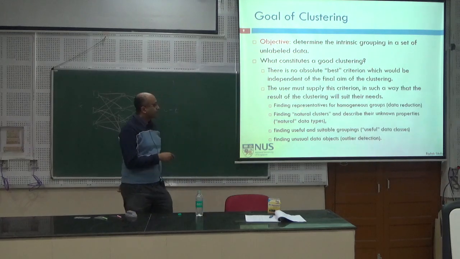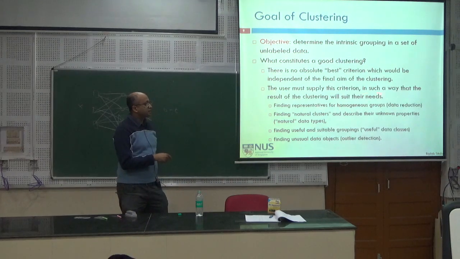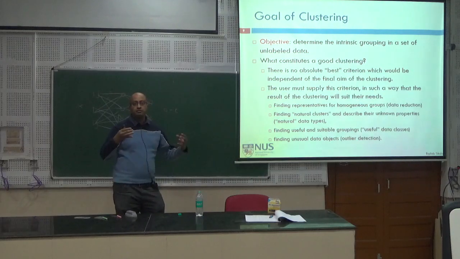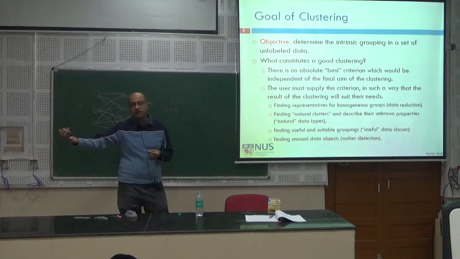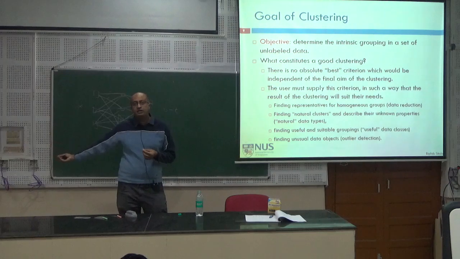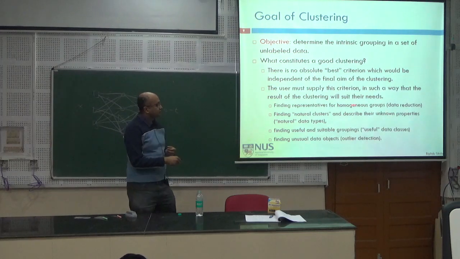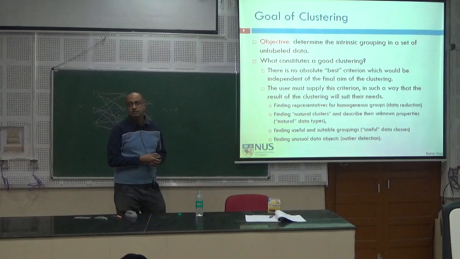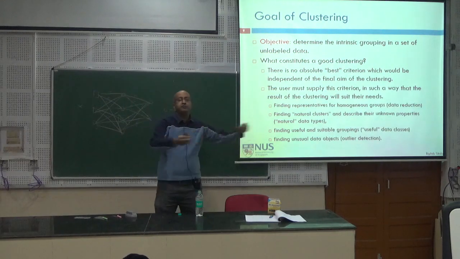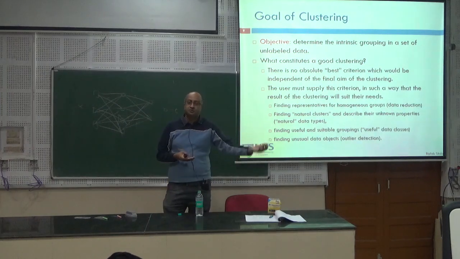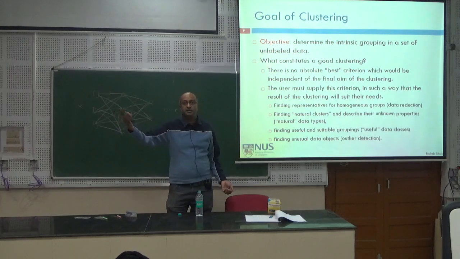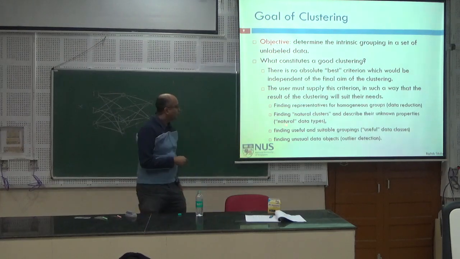Could be that you want to see representatives for groups. You want to have, okay, what does a child do? What does an adult do? How much money does a child spend? How much money does an adult spend? How much money does an elderly person spend? Right? So find representatives. Here we are interested in data reduction. I don't care about every individual thing. I just want to say, on an average, a child spends 5 rupees. Adult spends 20 rupees, something like that.